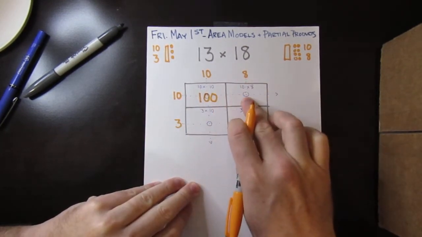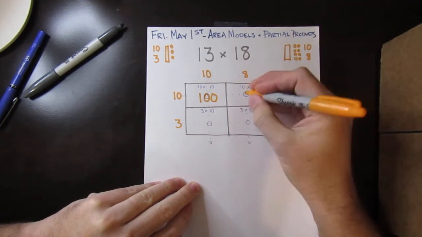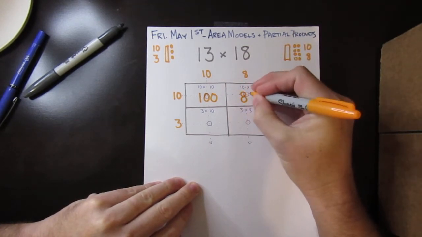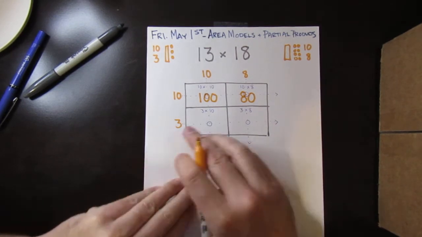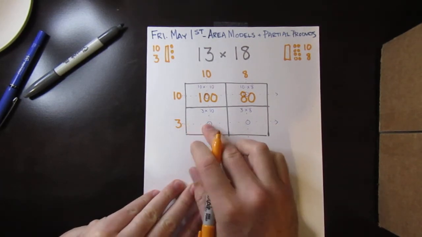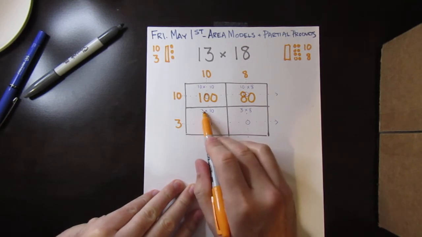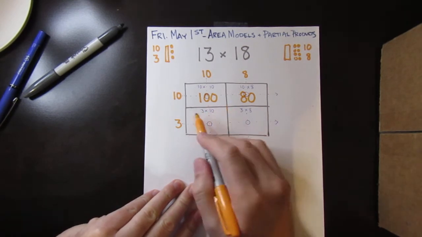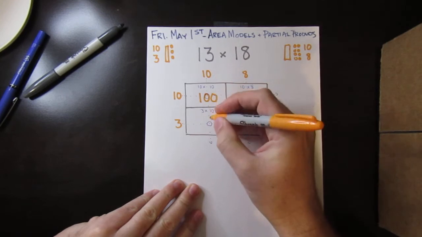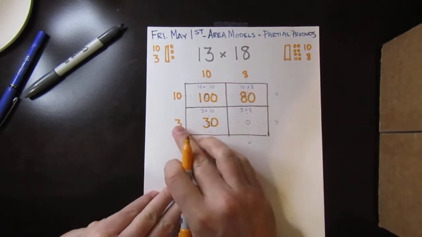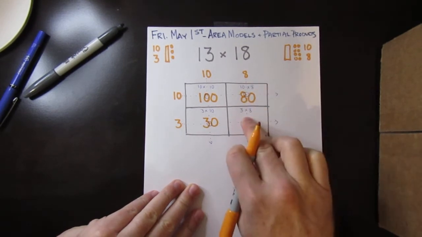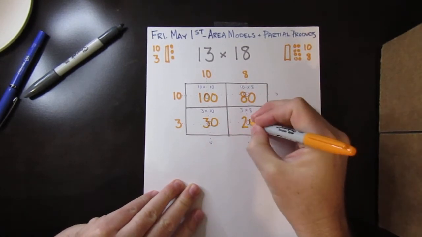Next up is 10 times 8. Again, just very simple multiplication fact, especially if we've taken the time to memorize them. 10 times 8 is going to be 80. Over here we have a 3 times 10. If it makes you more comfortable, you can also view 3 times 10 as 10 times 3. Forward and backwards, same thing. 10 times 3 or 3 times 10 is 30. And lastly, 3 times 8, right there. 3 times 8 is 24.